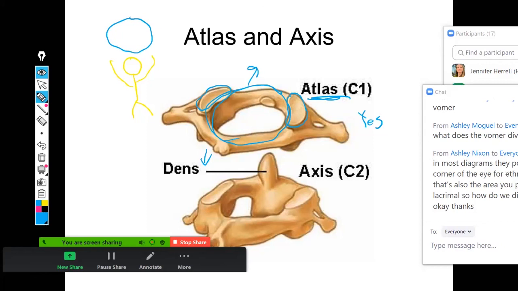Just below it, we have this guy, the axis. It lets you turn your head on its axis. So this is the bone that lets you say no. And it does so because it has this special process that sticks up that would actually go through the atlas. It sticks into that atlas. It's called the dens or the odontoid process, and it's what allows you to turn your head laterally side to side.